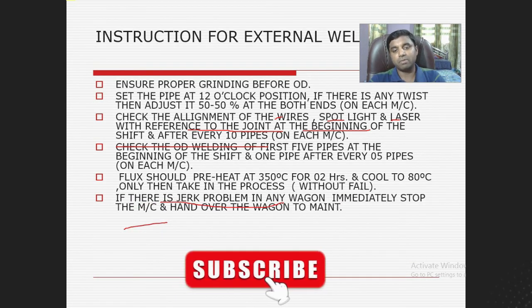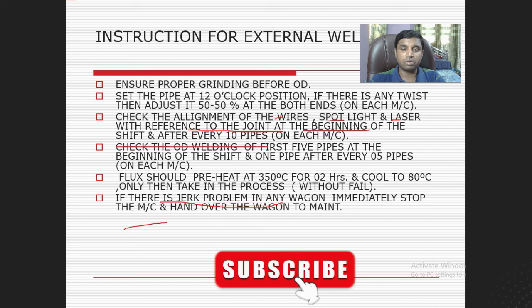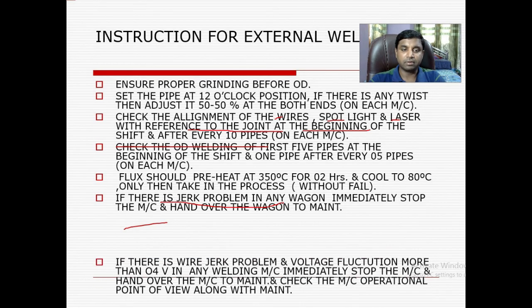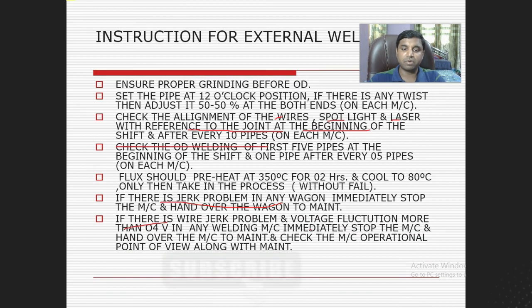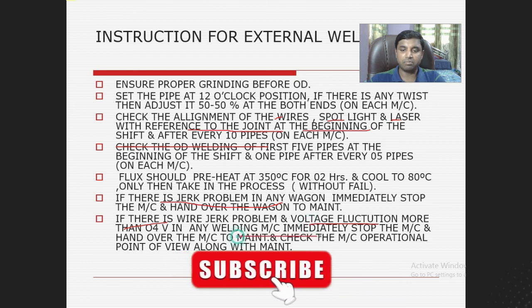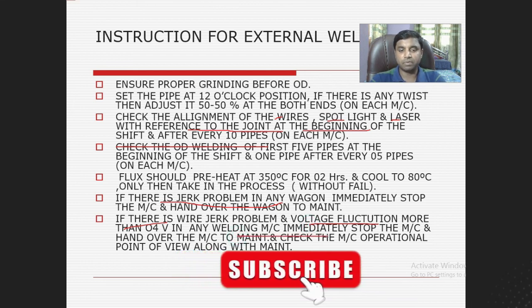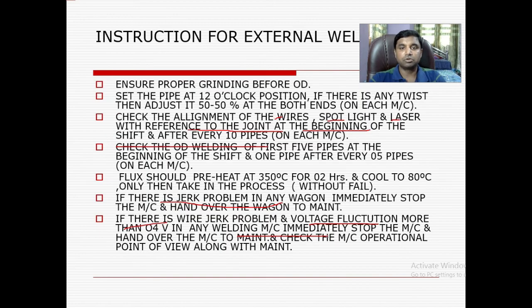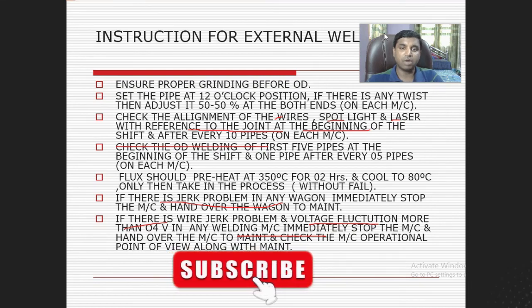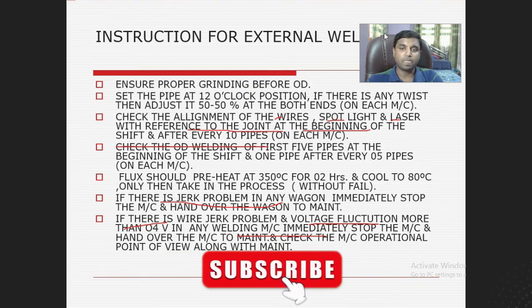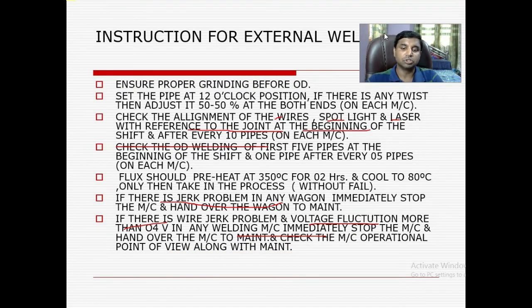If there is a jerk problem in any wagon, immediately go to the maintenance department. If there is a jerk problem and voltage fluctuation, same, you have to ask the maintenance department to solve this. So I hope you understand all the instructions of this pipe welding. This is a very important subject for defects and for the instructions of external and internal welding, and what we have to do to get proper joint quality, meaning weld quality.